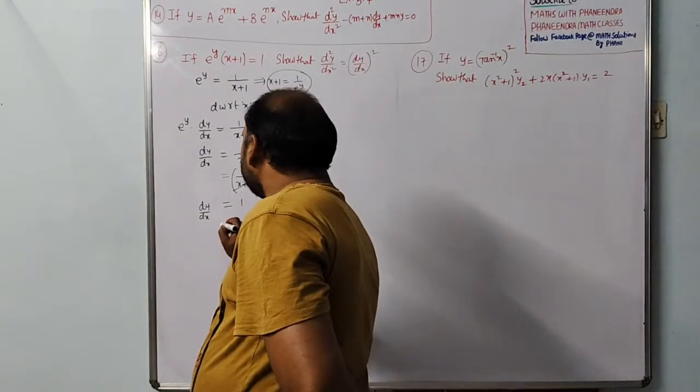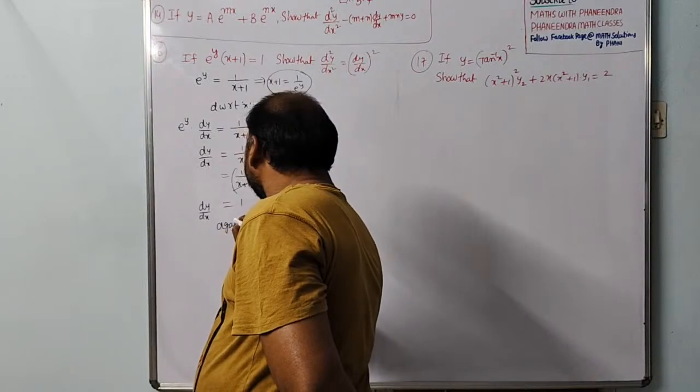D square y by dx square. Again differentiate with respect to x.